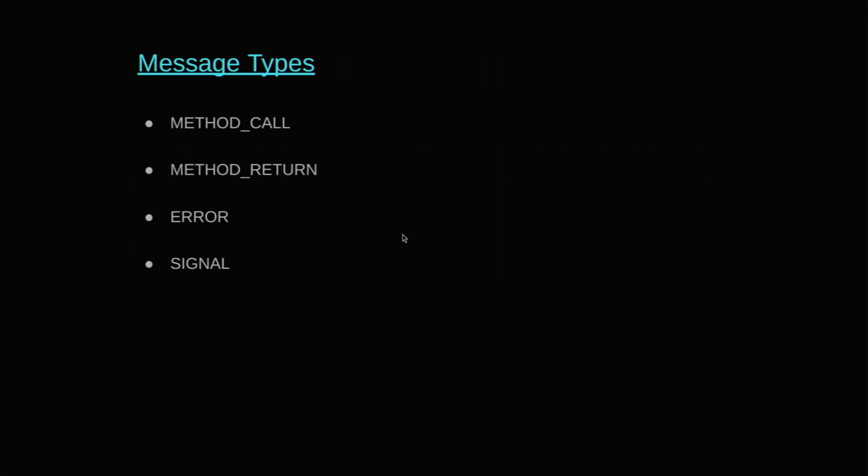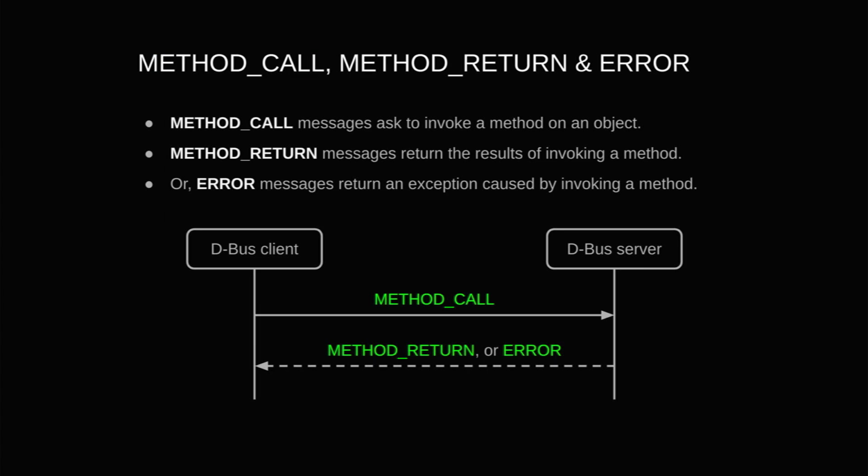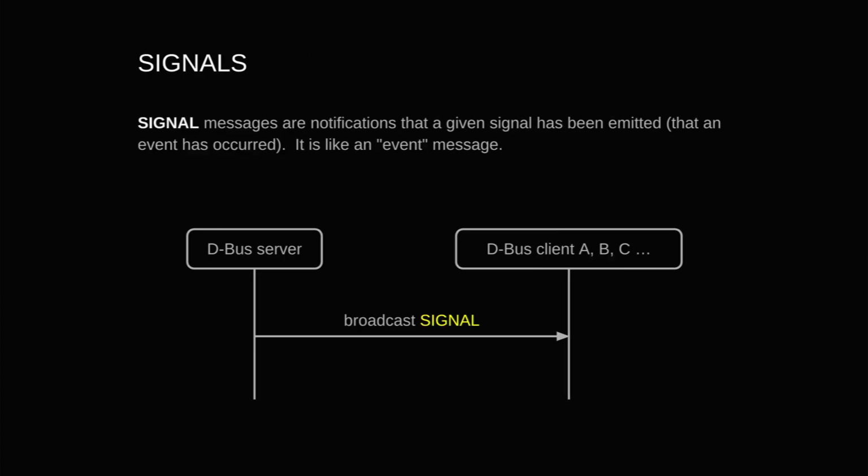And D-Bus also defined the message types. The first one is the method call message. When the D-Bus client sends a method call message to the D-Bus server side, the D-Bus server side catches it and handles it and returns the method return message to the D-Bus client side, or an error message. And another one is the signal message. When something happens on the D-Bus server side, it will emit a signal and broadcast the signal among the message bus, so other processes can catch the signal and handle it.